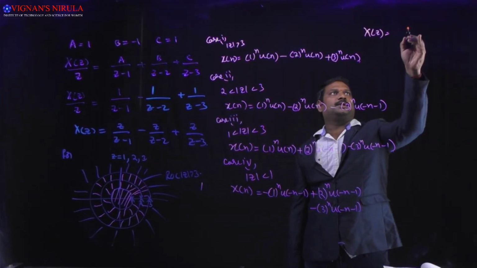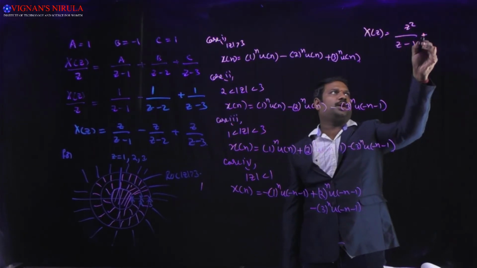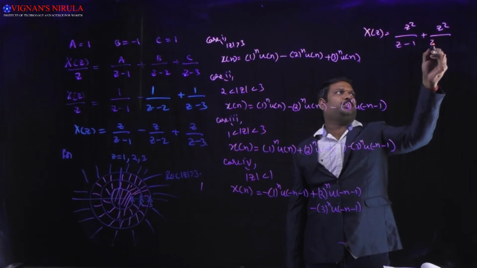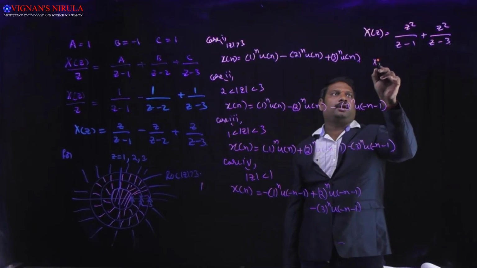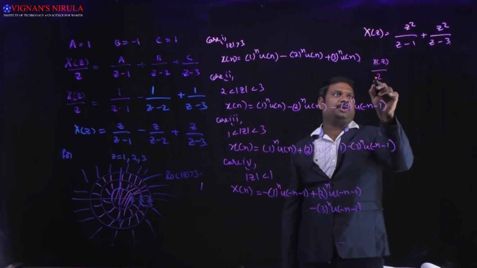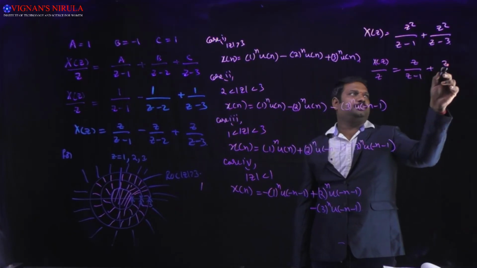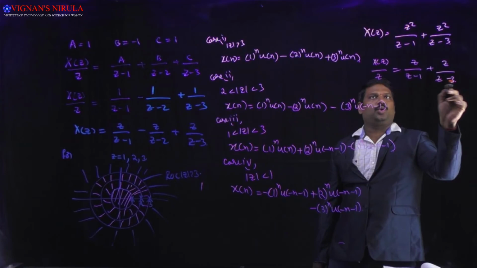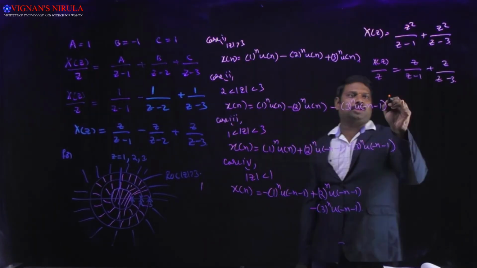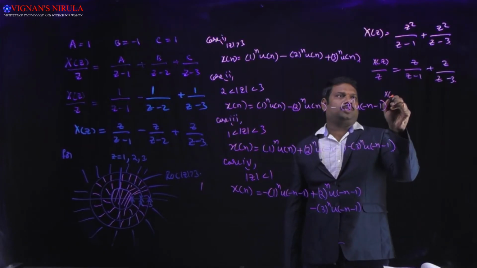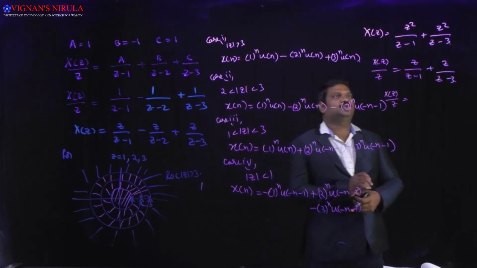Considering another example, x of z is equal to z square by z minus 1 by z square by z minus 3. Here also take the one z as the common. That's why I am writing it as x of z by z is equal to z by z minus 1 plus z by z minus 3. Now x of z by z will be in the form of partial fractions only.